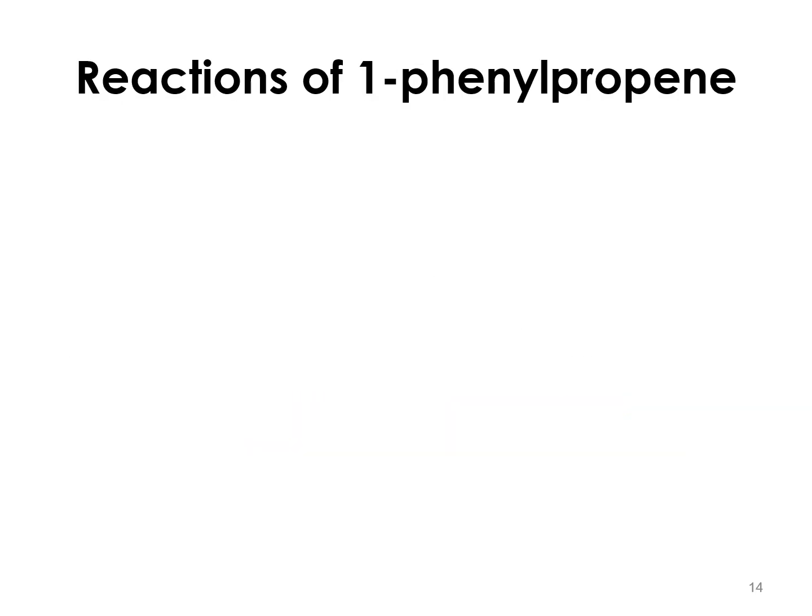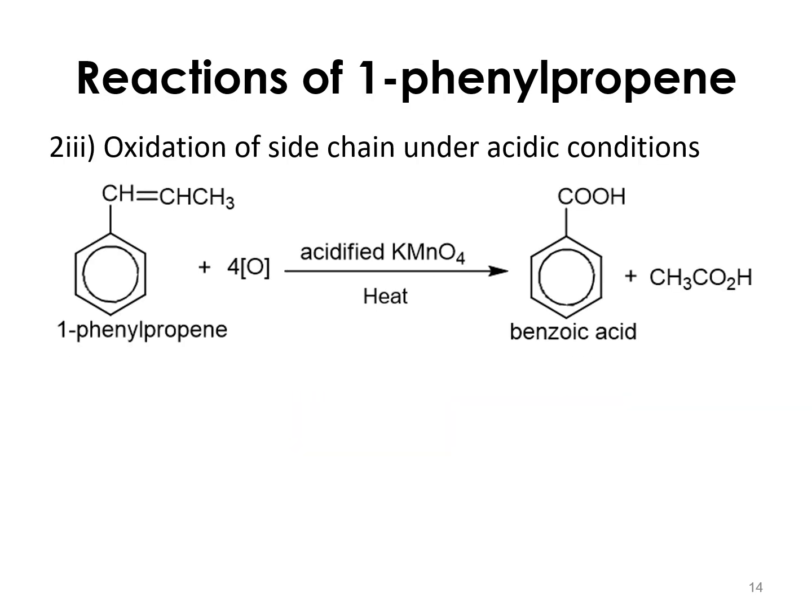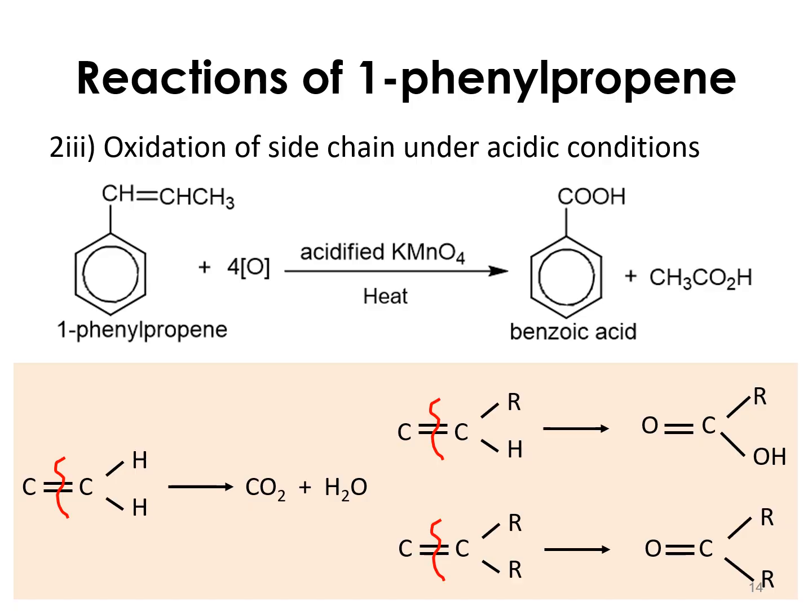What happens if you have 1-phenylpropene? The side chain becomes more interesting as it contains an alkene functional group. Recall from the chapter of alkenes that the oxidation products depend on the number of alkyl groups bonded to each carbon end of the C=C double bond.